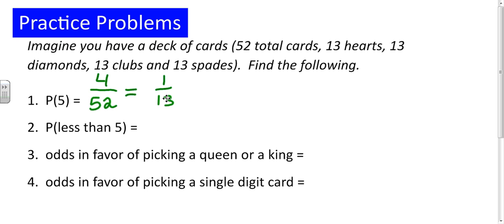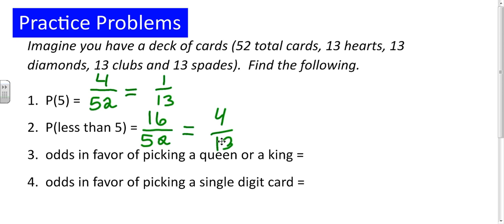So the probability I pick something that's less than 5. That means I could pick a 4, a 3, a 2, or an ace. So for each suit, there are 4 numbers that are less than 5. So I have to multiply 4 times 4 because there are 4 suits. So that's 16 out of 52. And again, I want to reduce this. 4 goes into both of these. This is going to reduce down to 4/13.